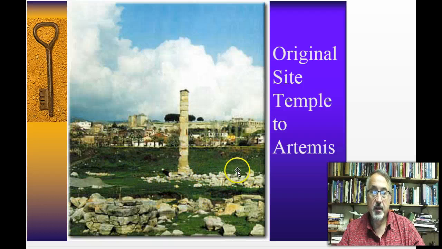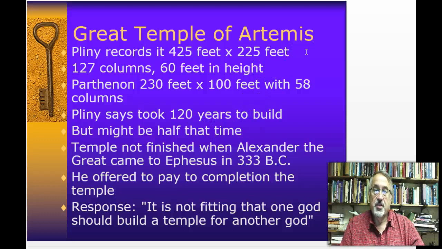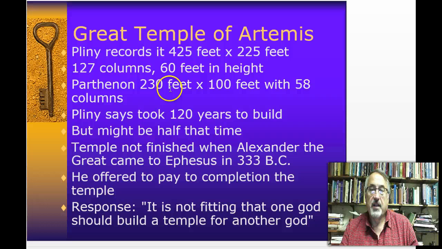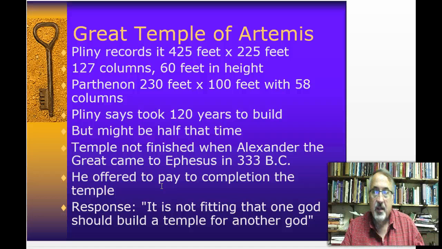But it was a great temple in its day, one of the largest and greatest temples, one of the 7 wonders of the ancient world. Over 400 feet long and over 200 feet wide, with 127 columns. Just by comparison, this is more than twice the size of the Parthenon. Pliny says it took 120 years to build. It wasn't even finished when Alexander the Great came to the city. He offered to pay to complete it, and the people said it's not fitting that one god should build a temple for another. I think maybe they didn't want Alexander getting too comfortable in this city.